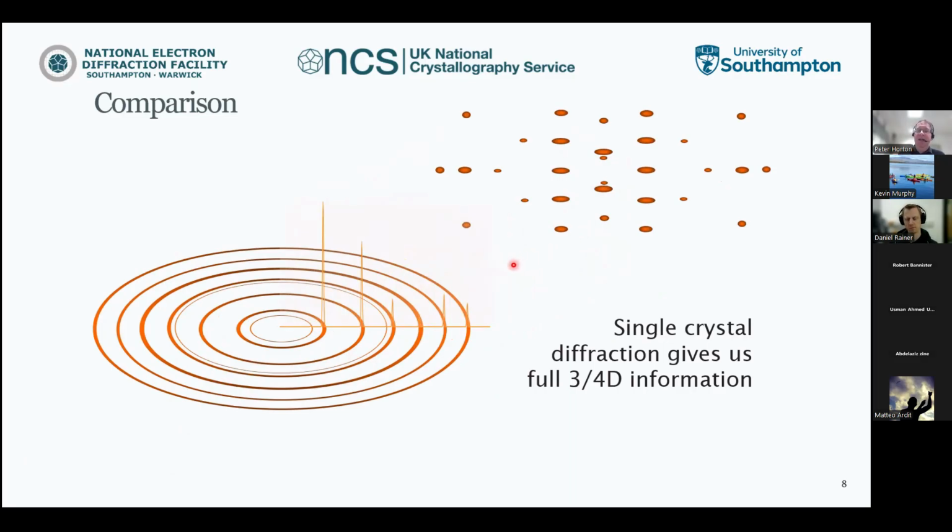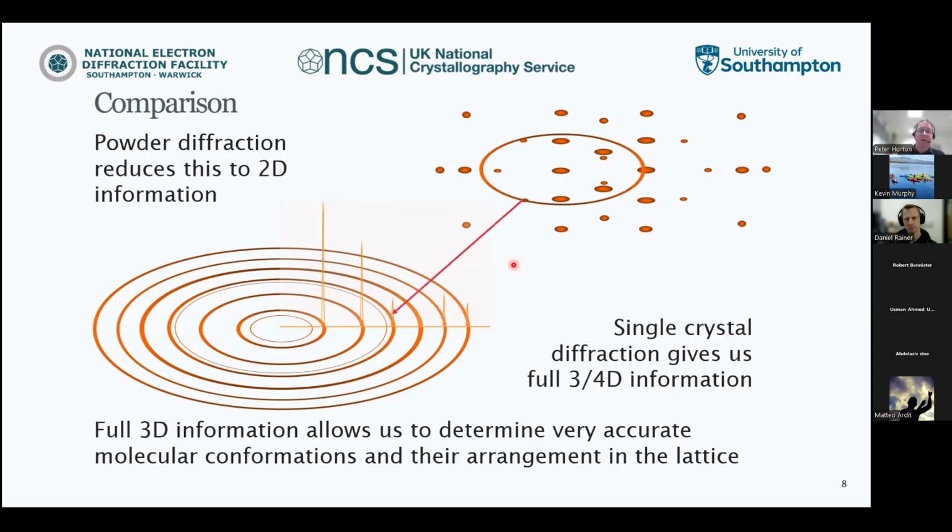And the single crystal allows us, through those spots, their intensities and everything else, to get information about the composition of what's inside. And it's much easier to determine that from the spots than it is from the powder pattern. For powder, you've munged a lot of information together. You've compressed it down. So powder is 2D, and single crystal is 3D.